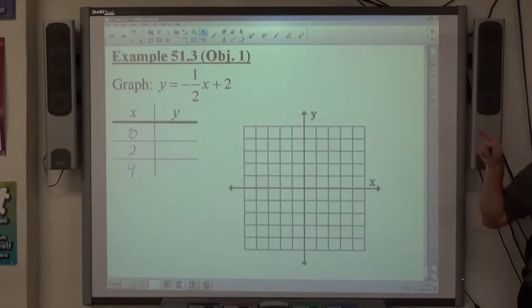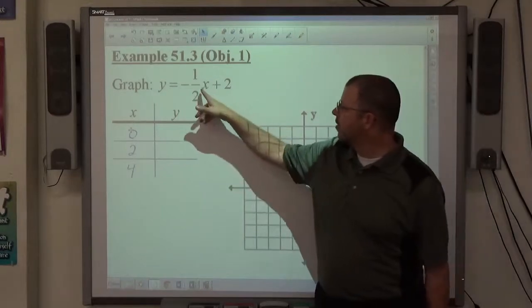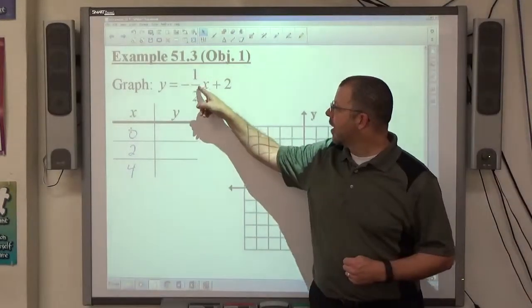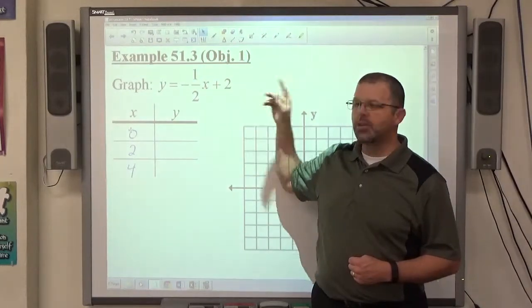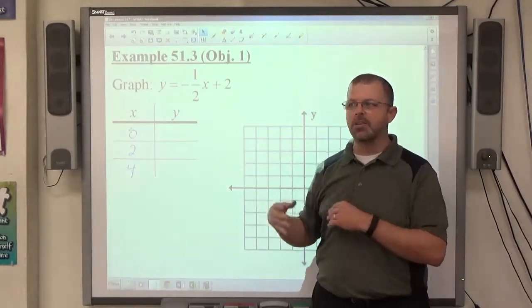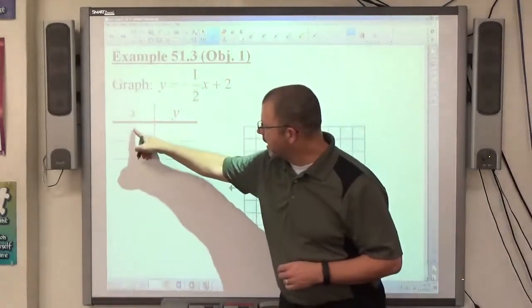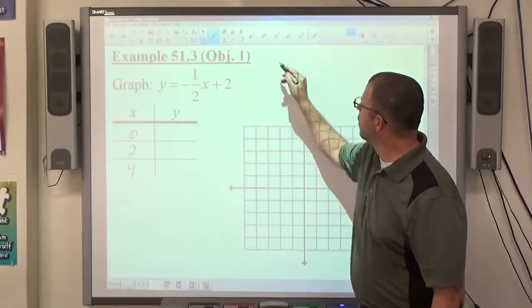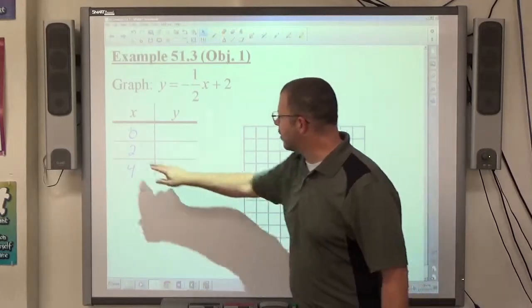But again, since it's a half multiplied by an even number, half of an even number is going to be an integer instead of a fraction. So if I picked x equals 1, all of a sudden I got negative a half plus 2, now I got to deal with fractions, right? Negative 1/2 times 2 is negative 1, plus 2 is equal to 1. So we have non-fractions. So if we pick multiples of the denominator for x, we're going to have non-fractions to graph, which makes life easier. So again, we have 3 values here, 0, 2, and 4.